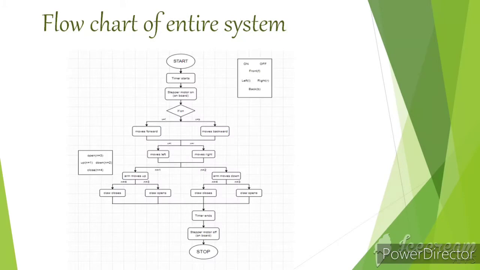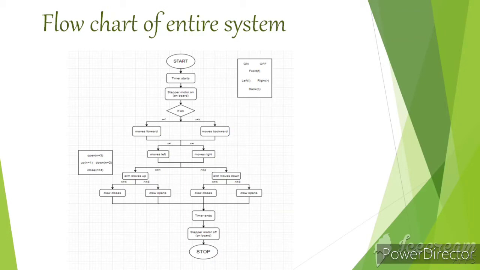Next, we have the flow chart of the entire system. When we press the button, the game begins. The timer starts and goes on decreasing. The stepper motor on the board starts rotating, hence the containers rotate slowly. And depending on the input, the car moves forward or backward, then left or right.